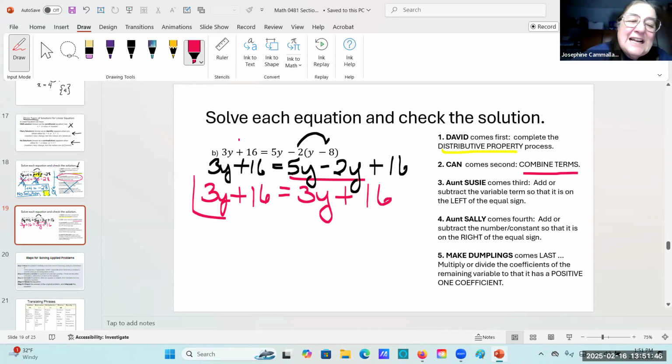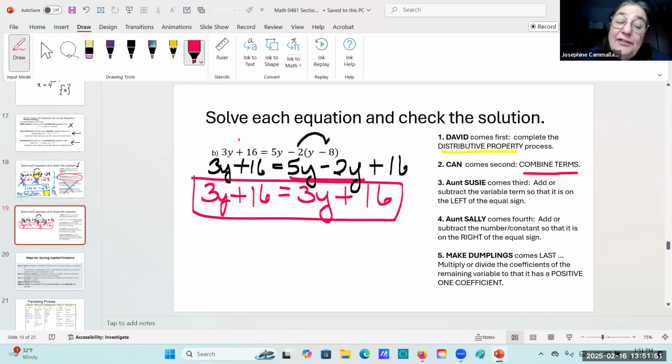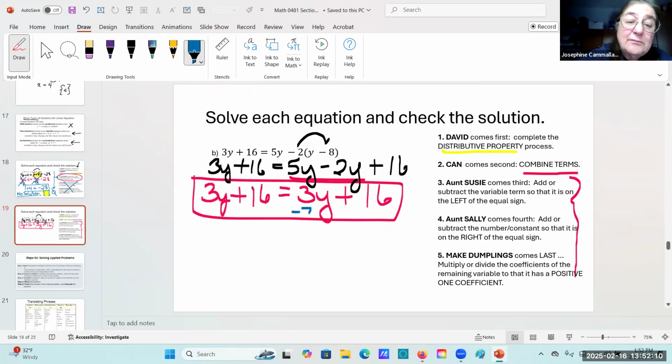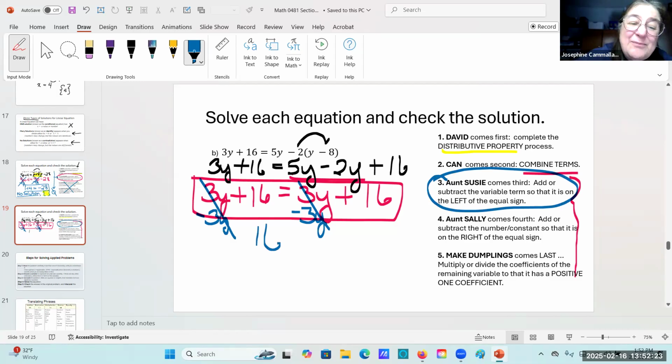Now, it's up to you. Do you notice what's on the left is the same thing as what's on the right? Now, if we continue down here, let's just say I subtracted 3y from both sides. I can do that. Well, notice, these are going to cancel. That's what this step did. What does it leave me with?